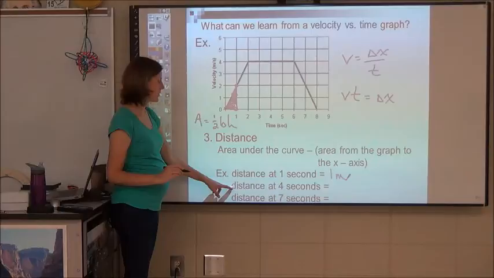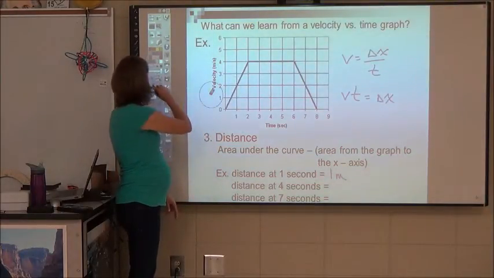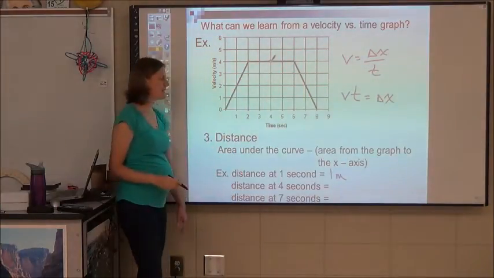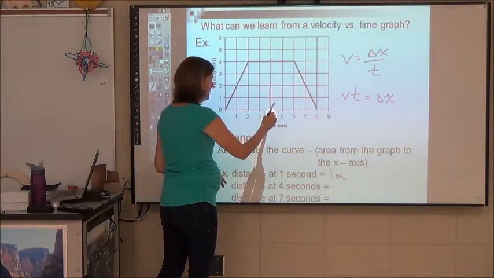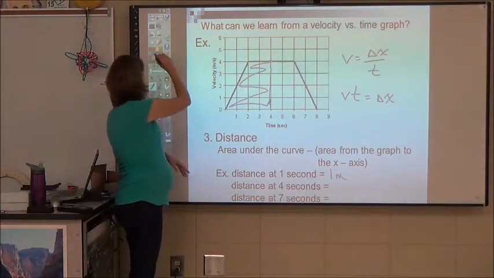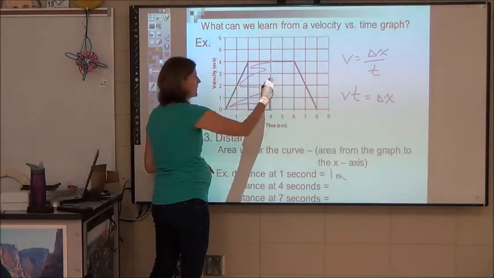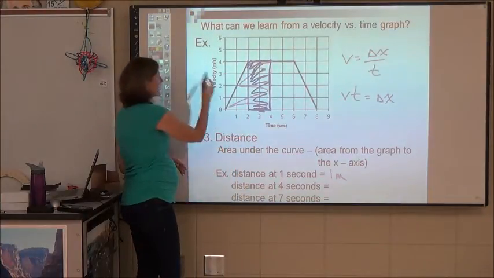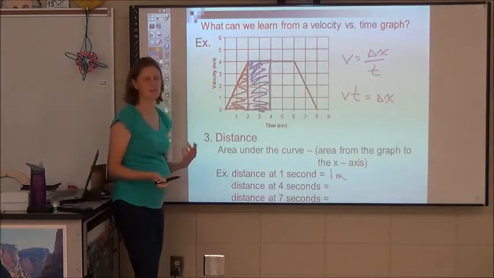All right, distance at 4 seconds. Let me erase this. At 4 seconds, okay, so there's my line, my graph. Draw straight to the x-axis, straight down. So I need to know all this area. Well, break it into shapes that you know. You got a rectangle here, and you got a triangle here. So you got 2 little area chunks.